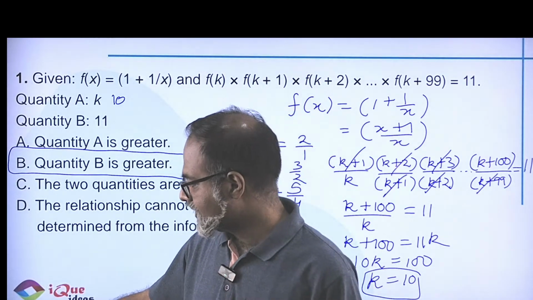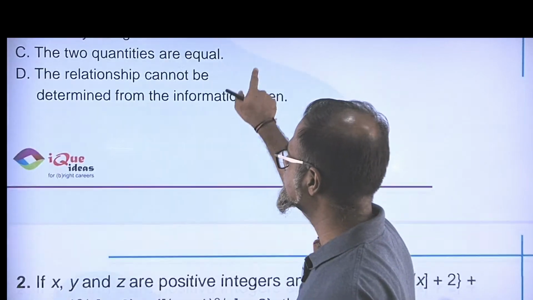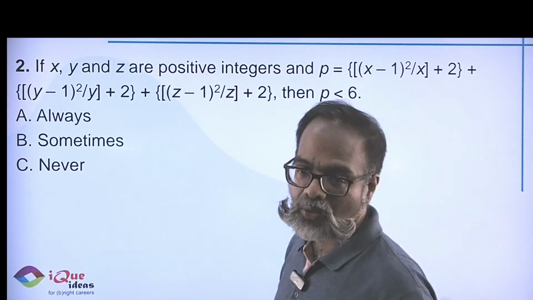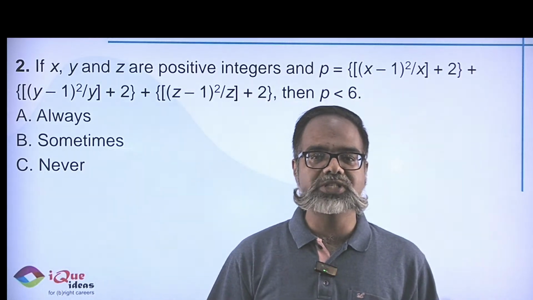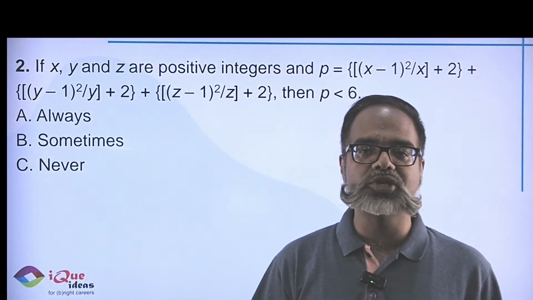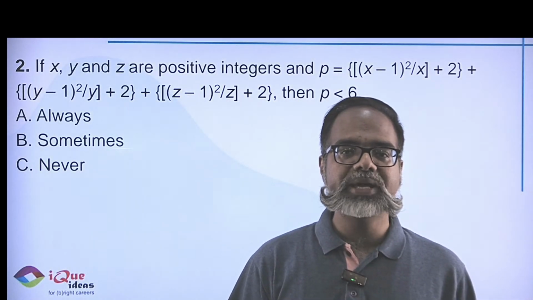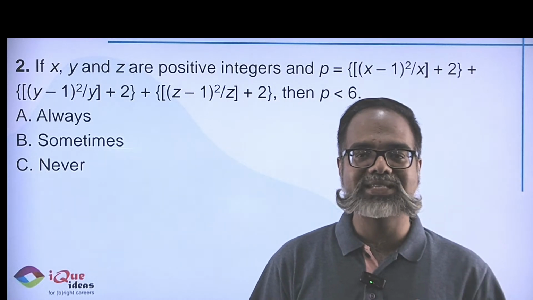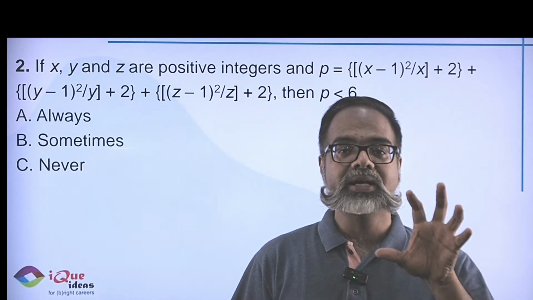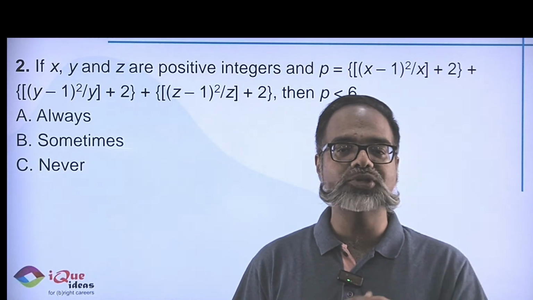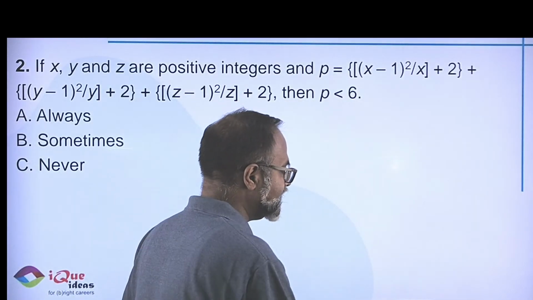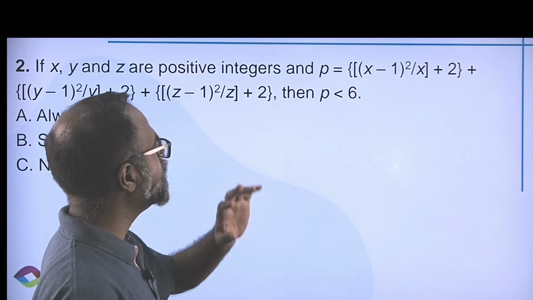Chalo. So the first question, relatively easy. Moving on to the second one. Now, again, a notations-based question looks a bit complicated, but again, I just need to check if x, y, z are positive integers and the value of p is given, then p is less than 6, right? But that's not a statement. It says, is this always true, sometimes true, or never true? Okay. So I just need to identify what is the value of p.